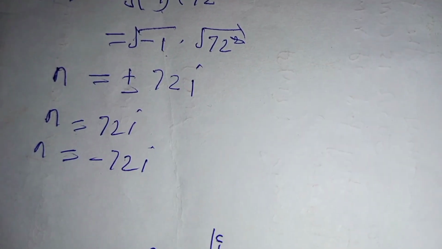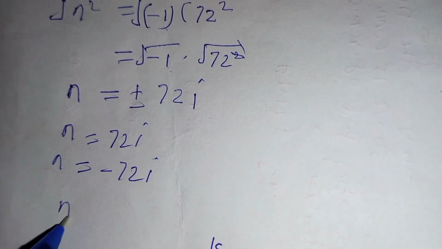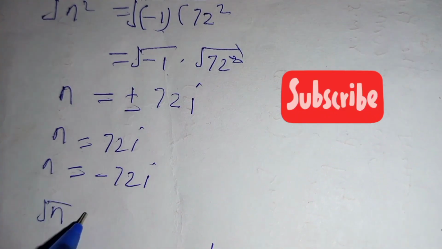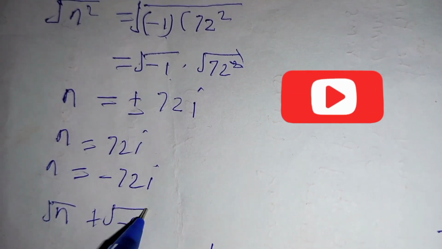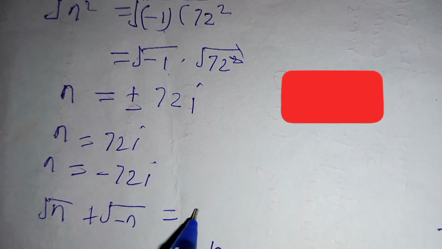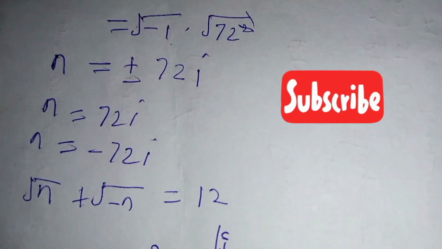Thanks so much for taking your time to study with me on how to obtain the square root of n plus square root of negative n, which is equal to 12, and we obtain our value of n as 72i and negative 72i.